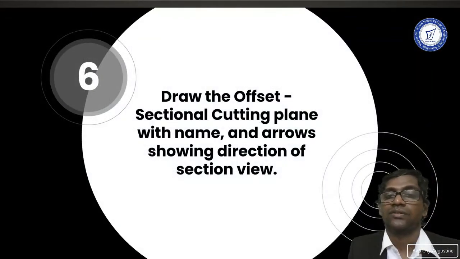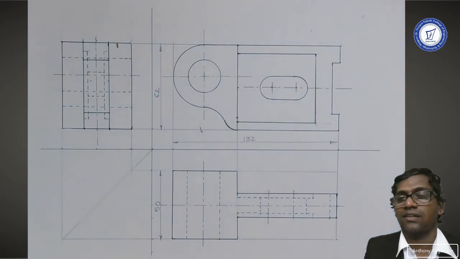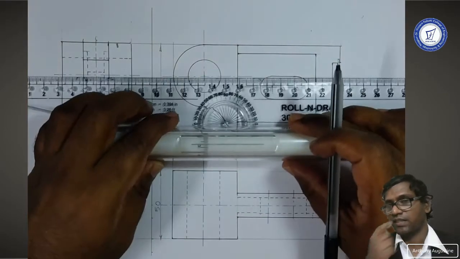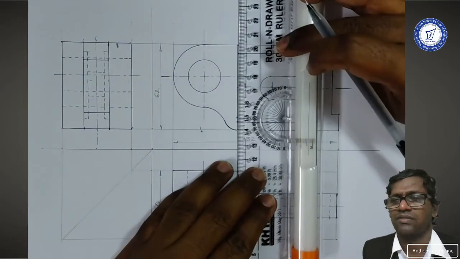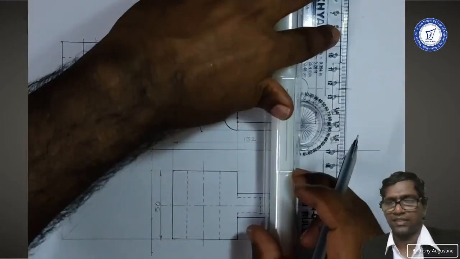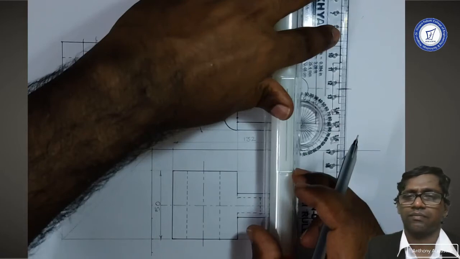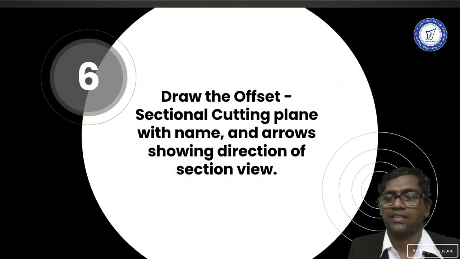The next step would be to draw the sectional cutting plane, which is having an offset and name as well as arrows showing the direction of section. So here I proceed to convert the center line. After completing the right hand side view, I convert the center line of both the holes with an offset turn to the ends as well as the ends of the object cutting plane line are darkened.